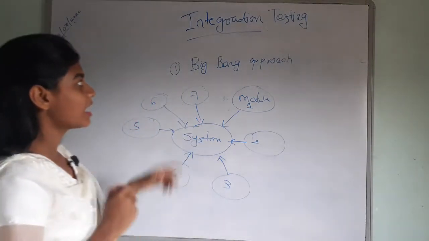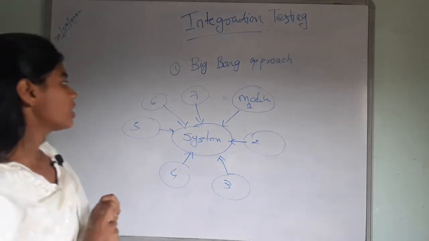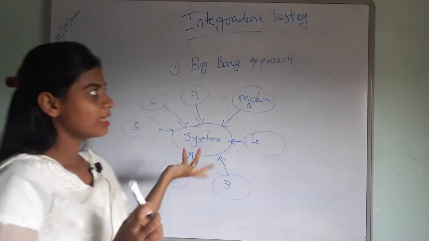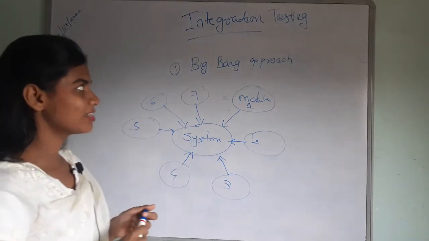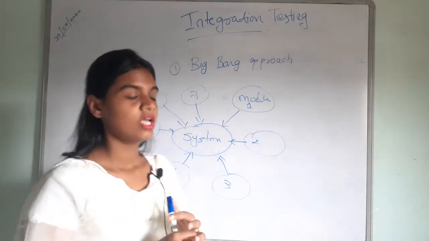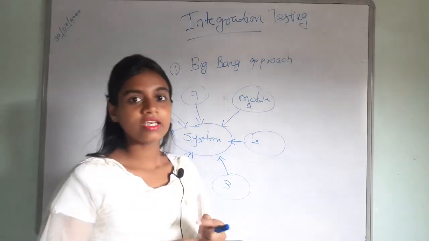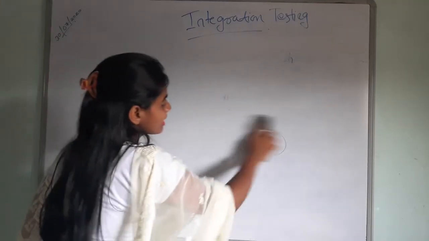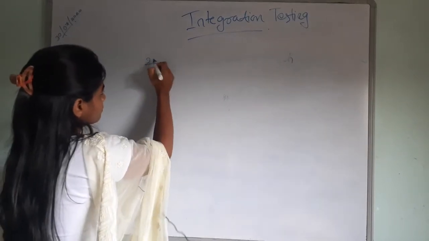So there are advantages and disadvantages in the Big Bang approach. We can say that it can be properly used for small projects. That's why the Big Bang approach is best for small kinds of projects. In the Big Bang approach, all the modules are combined at once and then integration testing is done. Now the second type is the incremental approach.